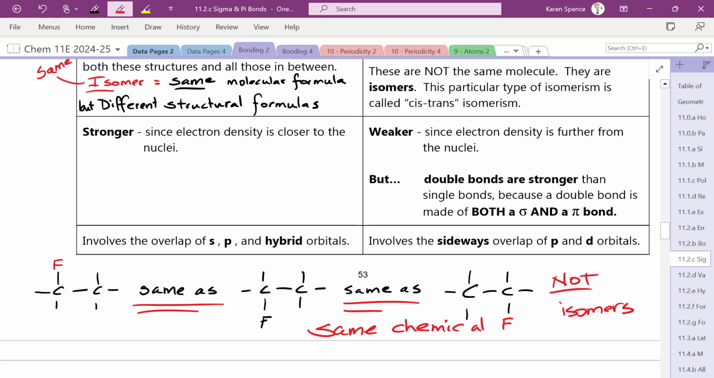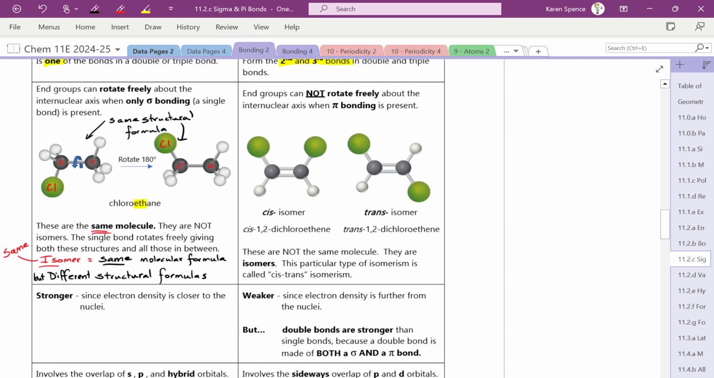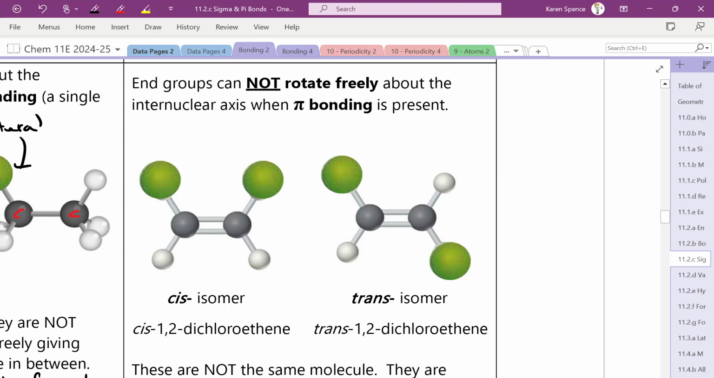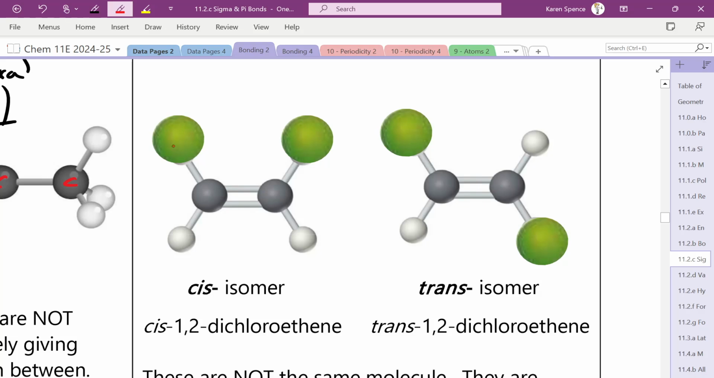Now, hold on. If we go over to our double bond, where we do not have free rotation, if I put a fluorine here and here on the same side of the double bond, why is this cis? Because cis essentially means the same. Trans means across.